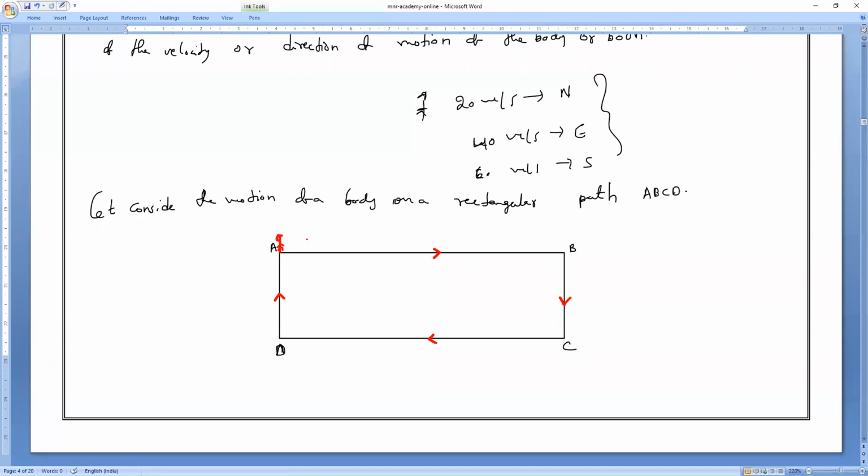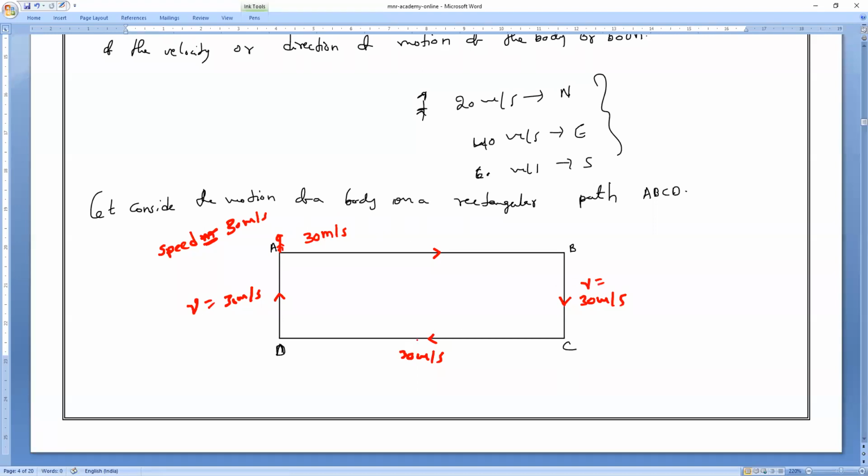Of course, Mr. Lingesh is traveling continuously with 30 meter per second. Imagine his speed is 30 meter per second. Speed means what? Of course, velocity also we can say. So his speed is 30 meter per second. Here also 30 meter per second. Here also 30 meter per second. Here also 30 meter per second.